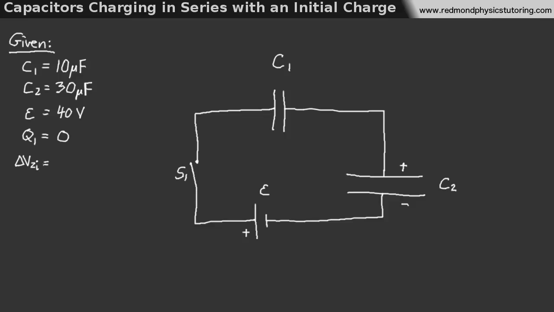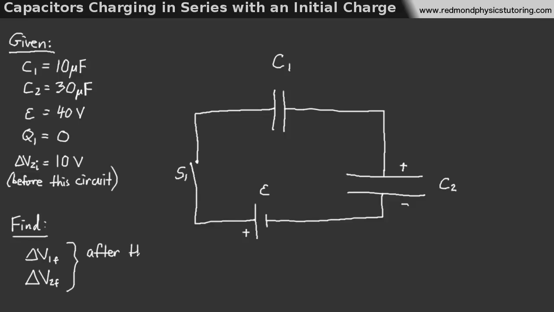So this means that it was connected before setting up in this circuit. It was connected to a 10 volt battery and allowed to fully charge until the voltage across C2 was 10 volts. Now, the problem that we have to solve is to find the potential difference across C1, so delta V1, and to find delta V2, the potential difference across C2, after the switch is closed.